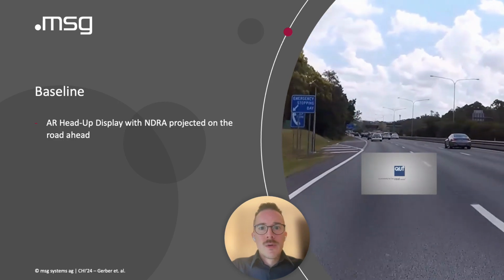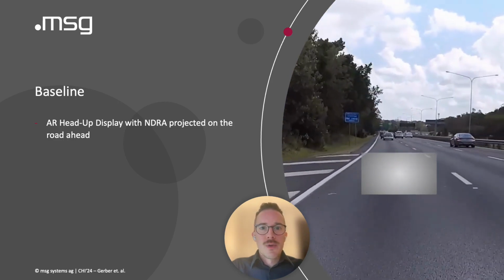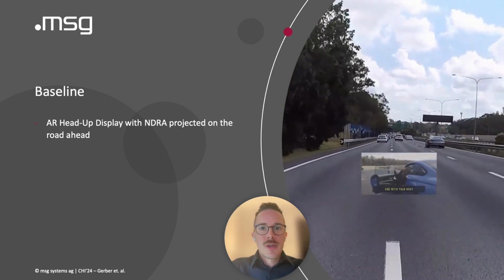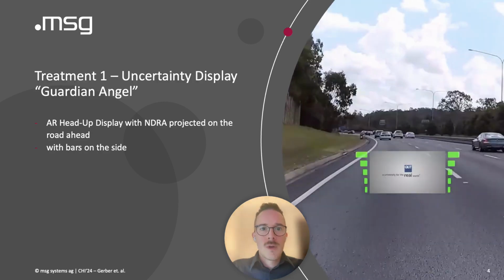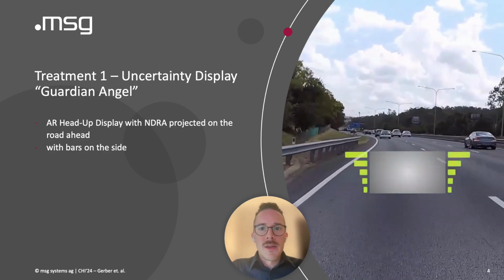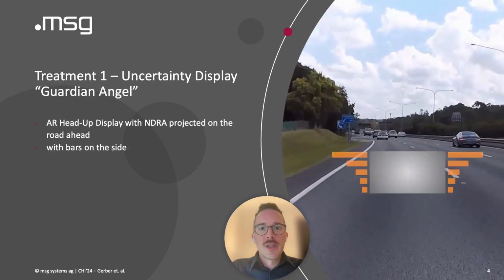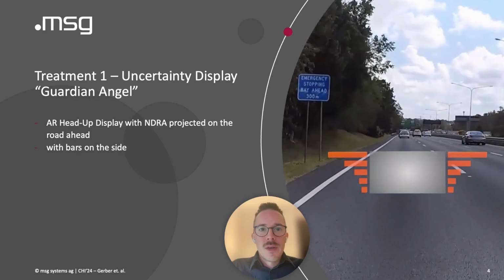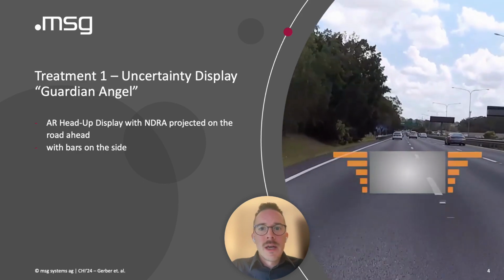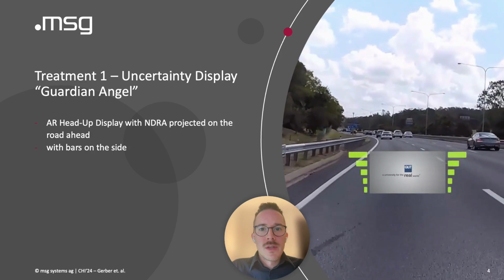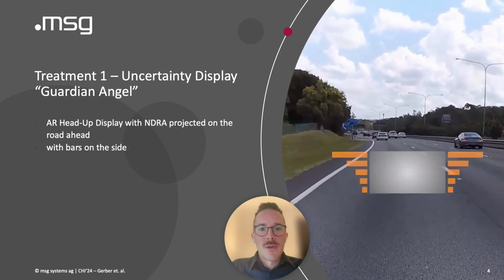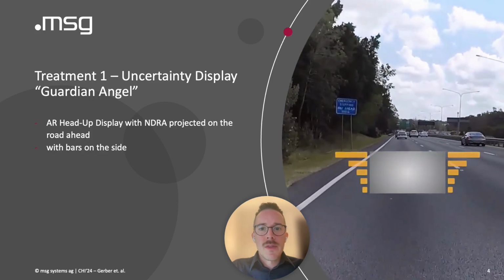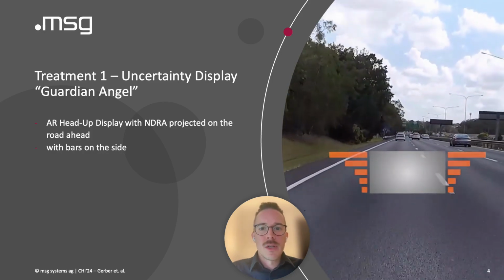All treatments, including the baseline, have a display projected on the road ahead that shows the NDRA, in our case an entertainment screen showing videos. The first intervention shows bars that visualize the uncertainty of the automation on the immediate side of the screen. These indicate how confident the automated driving system currently is. If the bars are smaller and green, the situation is less complex and the system is confident with driving. If the bars become bigger and red, the situation is more complex and there's a higher likelihood that the vehicle reaches a limitation.